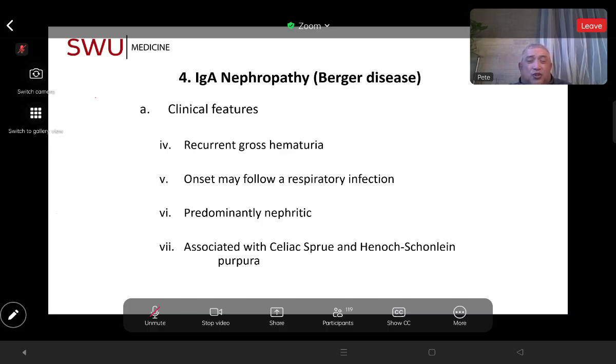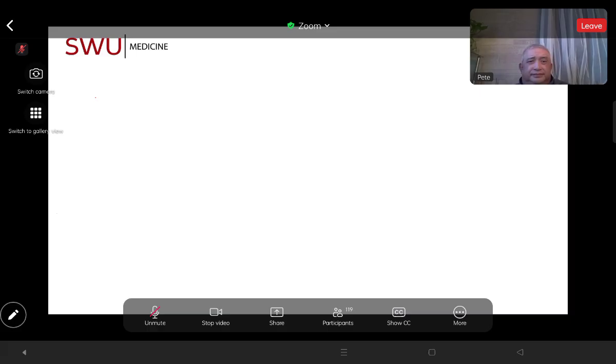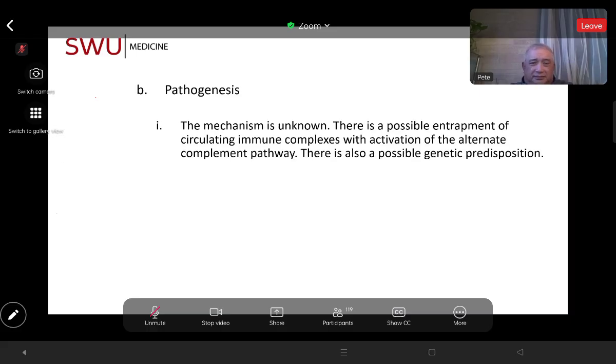Other disease associations include celiac sprue and Henoch-Schonlein purpura. The mechanism is unknown as to pathogenesis. When you see the word unknown, it is known as idiopathic.